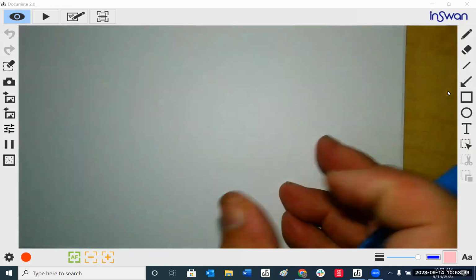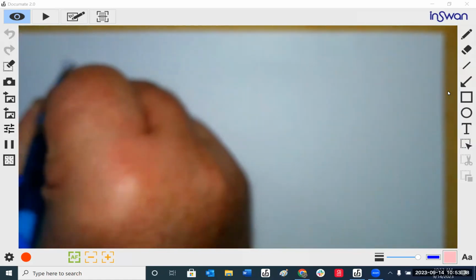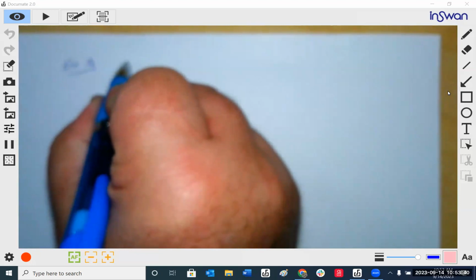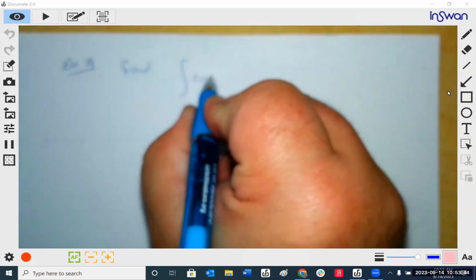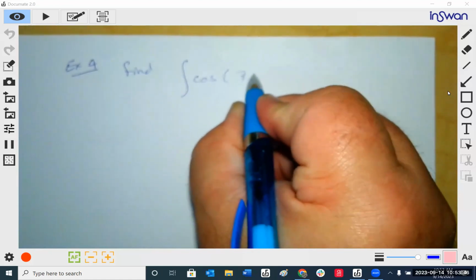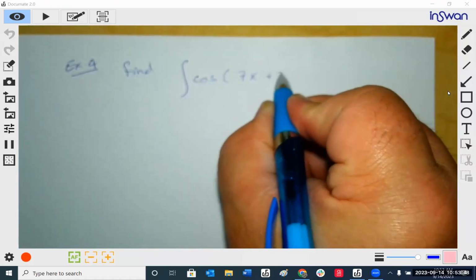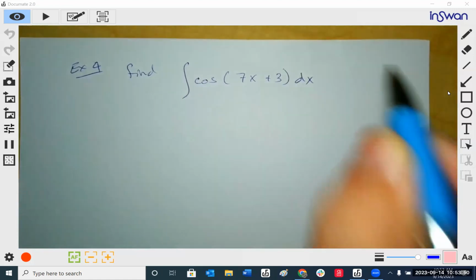All right, let's look at a little bit more difficult one. Example 4. Find the integral of cosine of 7x plus 3 dx.